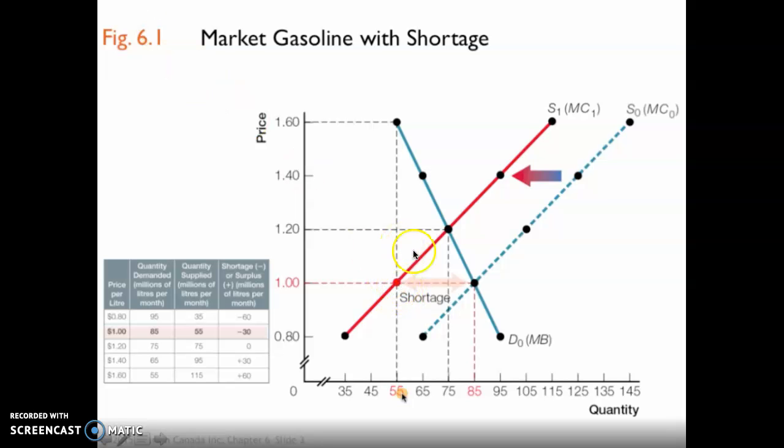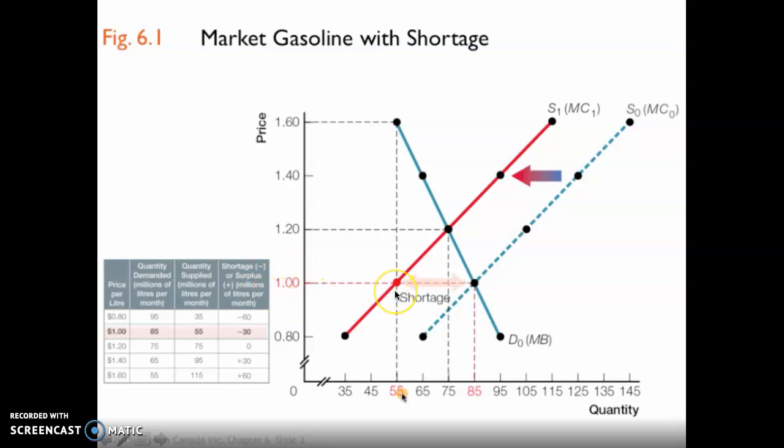So normally when there's a shortage of supply, what happens is that consumers will start bidding up the price, and the price will increase, and it will bring you back to this new equilibrium at $1.20, supplying at quantity 75 million. But let's say the government has fixed the price. This is what we're learning at 6.1. The government has fixed the price, and the price is at $1.